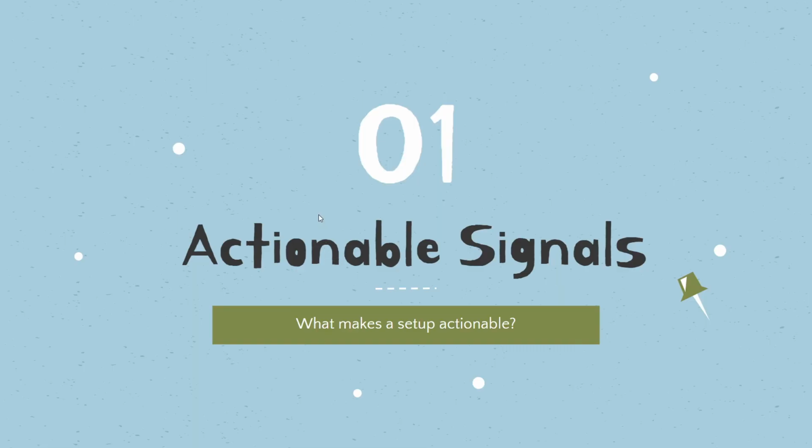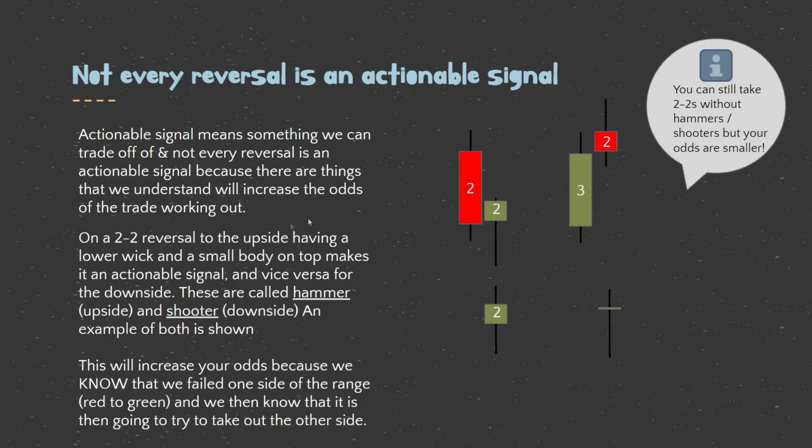So what makes a setup actionable? An actionable signal means that it's something we can trade off of, because not every reversal is an actionable signal. There are things we understand will increase the odds of the trade working out. So for example, on a 2-2 reversal to the upside, having a lower wick and a small body on top makes an actionable signal, and vice versa for the downside.